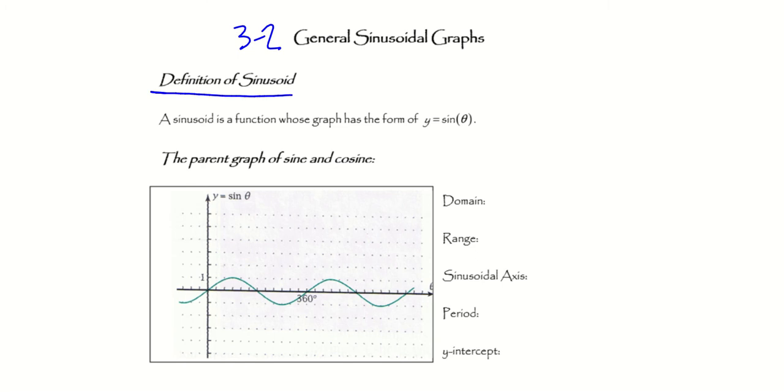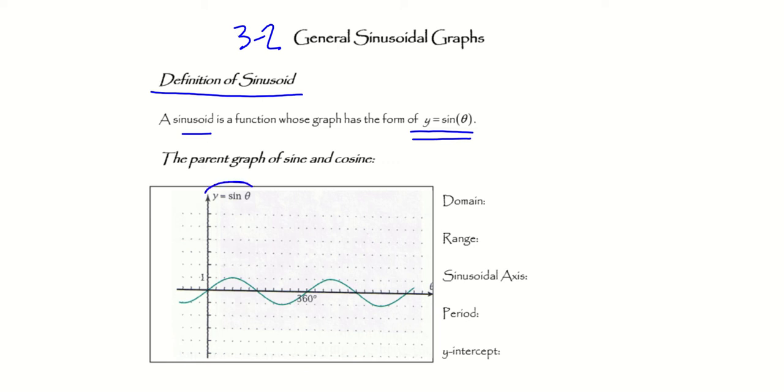Let's start with the definition of a sinusoid. A sinusoid is a function whose graph has the form of y equals the sine of theta. Or, as I've told you before, it is a transformation, so a dilation or a translation, of either the graph of y equals the sine or the graph of y equals the cosine. So where we're going to begin today is knowing those graphs.